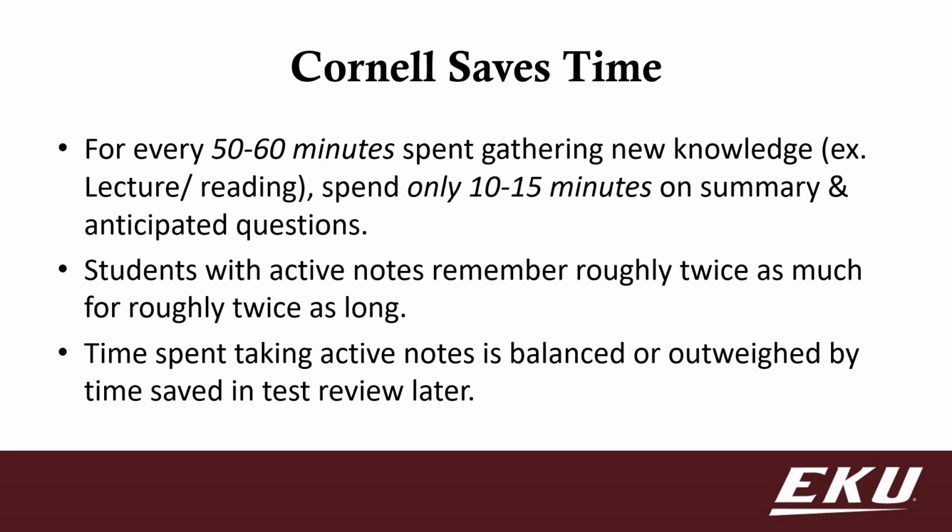Why do we use the Cornell Note-Taking Method? It actually can save you time. For every 50 to 60 minutes of gathering new information, you really only need to spend 10 or 15 minutes to review and summarize and make anticipated test questions. The Cornell Note-Taking System has students taking active notes because you're synthesizing the information, and students who take active notes remember twice as much information for twice as long. The time spent taking these active notes, even though it may take you a little over an hour, is going to help you in the long run because you're constantly reviewing this information.